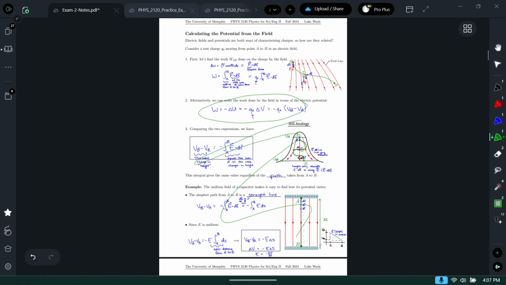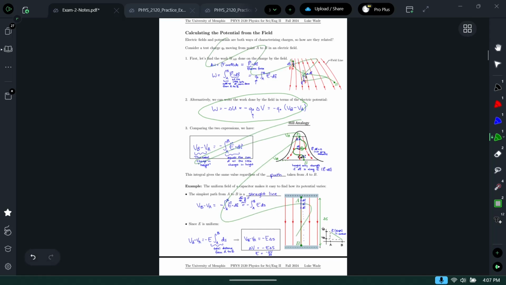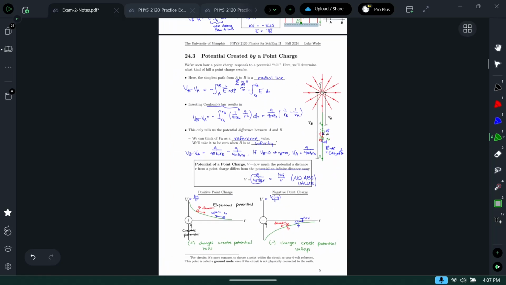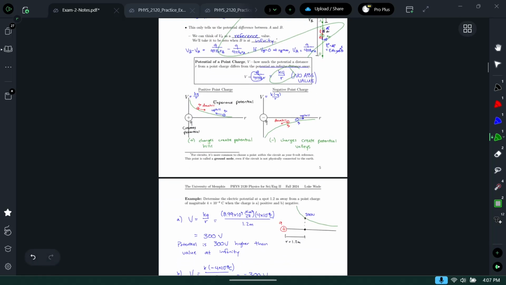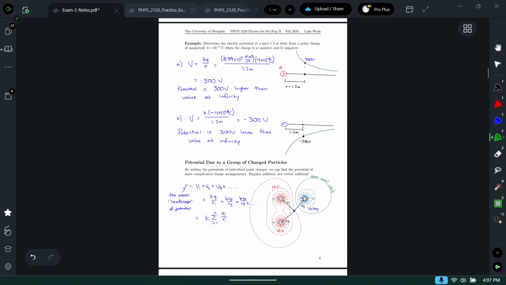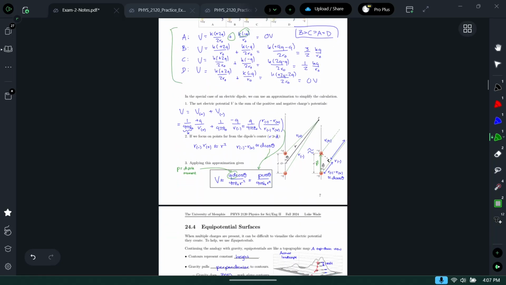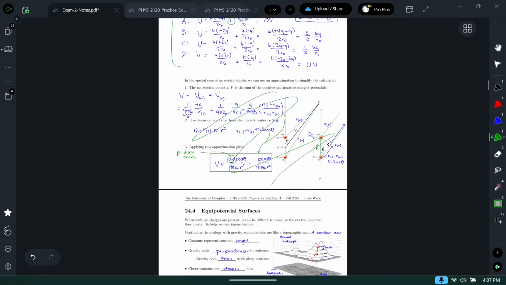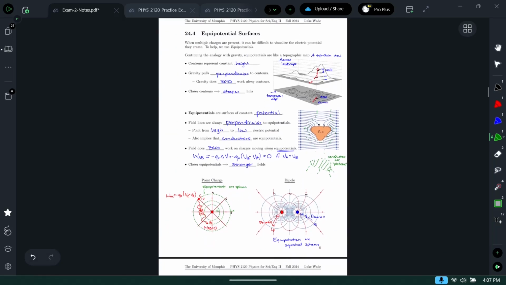The relationship between work and potential. Here, you don't need the derivation, just the actual potential created by a point charge, and then on the next couple of pages, you see how we add that. You don't need the potential of a dipole. You do want to know these properties of equipotentials.